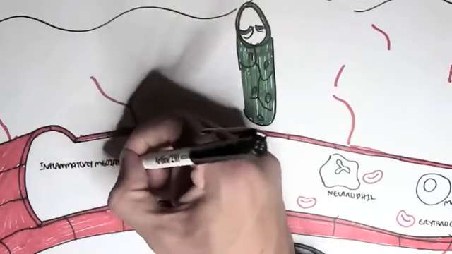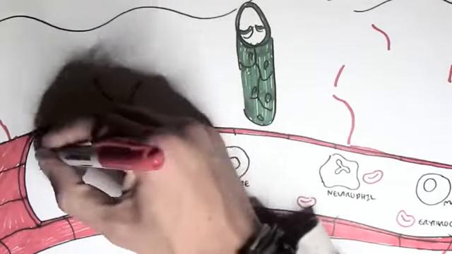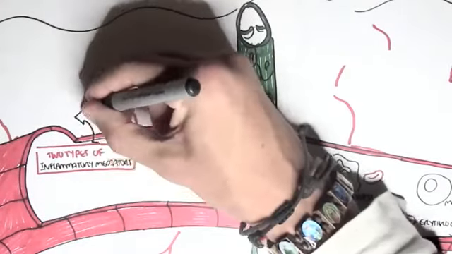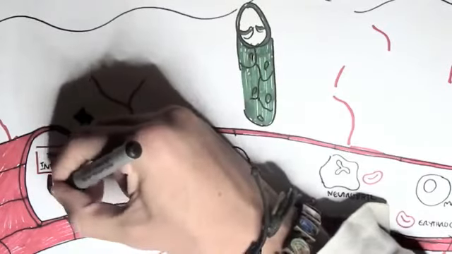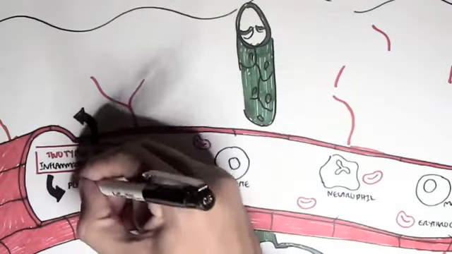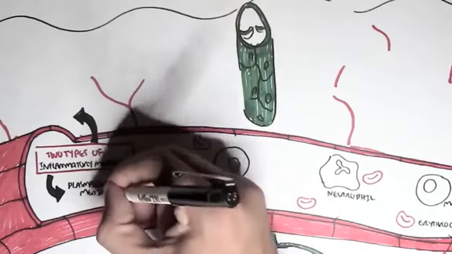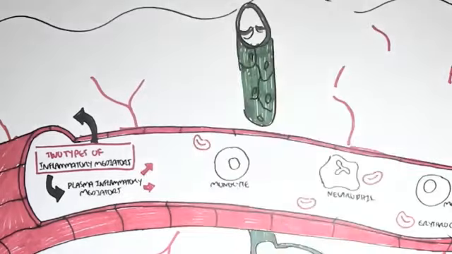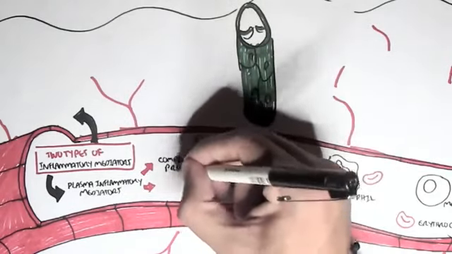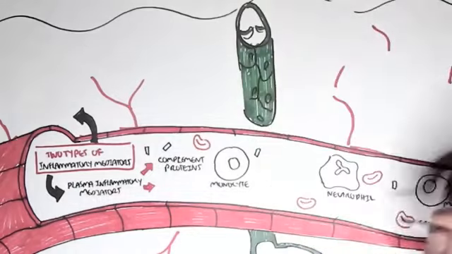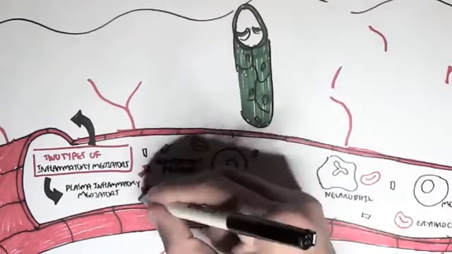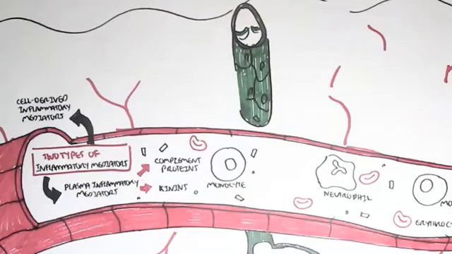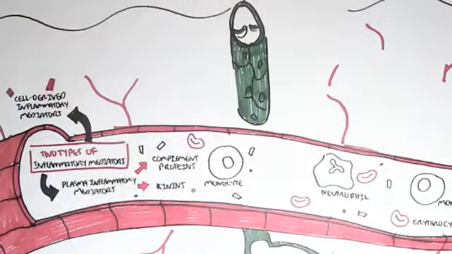It is important to know that there are two types of inflammatory mediators in general. The two types are the plasma inflammatory mediators, which means that these are the ones that are circulating, and these are the complement proteins and the kinins. They are made by the liver and they circulate within the blood vessel and are activated upon inflammation. The other type of inflammatory mediator is a cell-derived inflammatory mediator, meaning that they come from cells. And we'll talk about them soon enough.